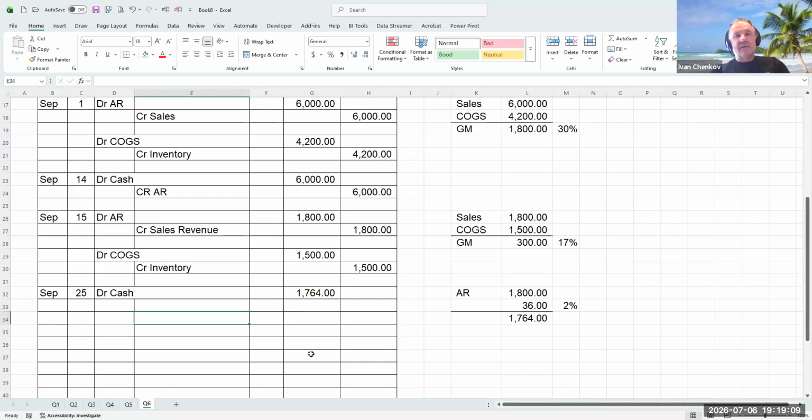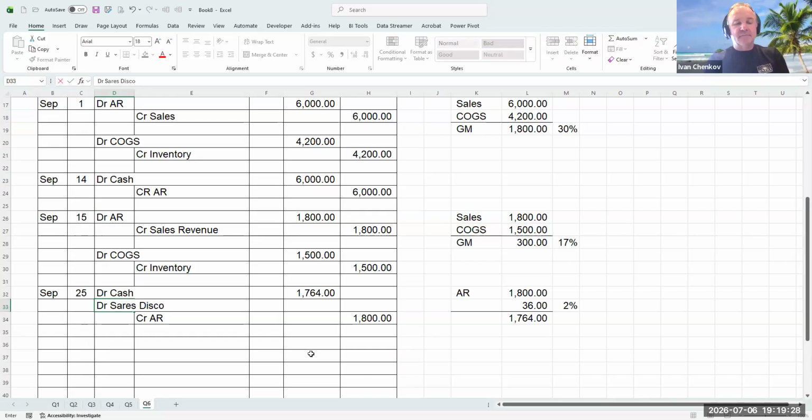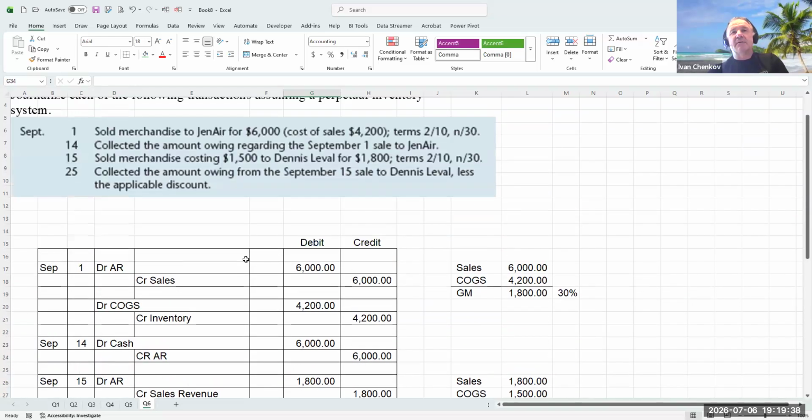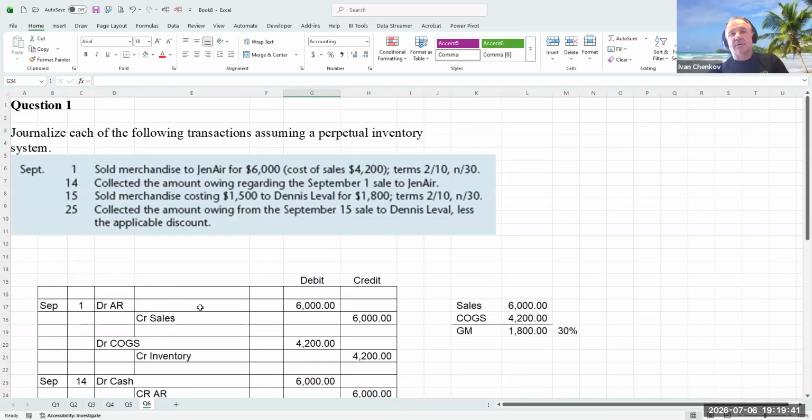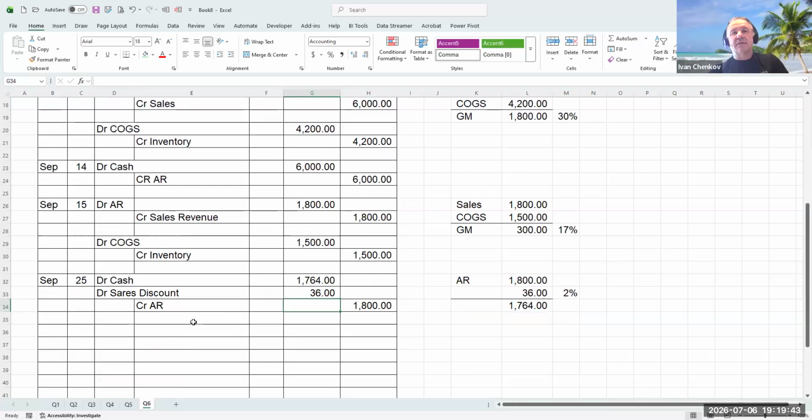Now credit, I'm going to credit accounts receivable because I have to close the 1,800 accounts receivable. But now I have a shortage on the debit side. So on the debit side, I'm going to debit an account called sales discount. For how much? For $36. Now I'm in balance. That's why we have sales with cost of goods sold and with a discount.